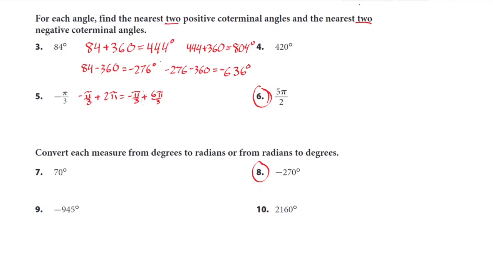He's fine, though. Okay, so anyways, negative pi over 3 plus 6 pi over 3 is going to be positive 5 pi over 3.